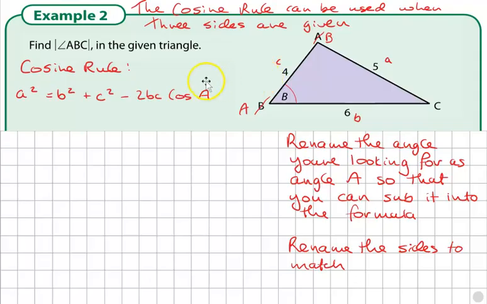So now we're ready to sub into the formula. a squared becomes 5 squared. b squared becomes 6 squared. Plus c squared becomes plus 4 squared. Minus 2 times b. We put 6 into the brackets for b. And then we have c. So we put 4 into the brackets in place of c. And then cos A just stays as cos A because we don't know what that is. So this is what we're trying to find now. We're trying to get the cos A on its own.